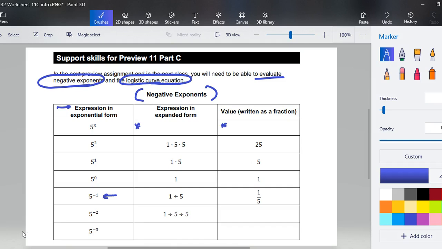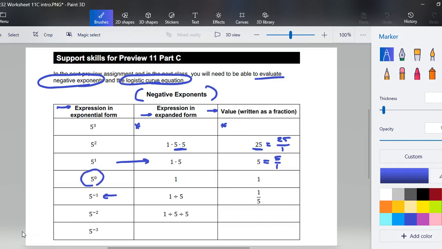So let's look at what is here. So looking at 5 squared. 5 squared is definitely 5 times 5, but it's really 1 times 5 times 5 to get us 25. Here's the expression expanded, and then here's our value written as a fraction. Well, we could write it as 25 over 1. 5 to the first power, that's like saying, well, we've got 1 5, and therefore it's 5, or as a fraction, it would be 5 over 1.